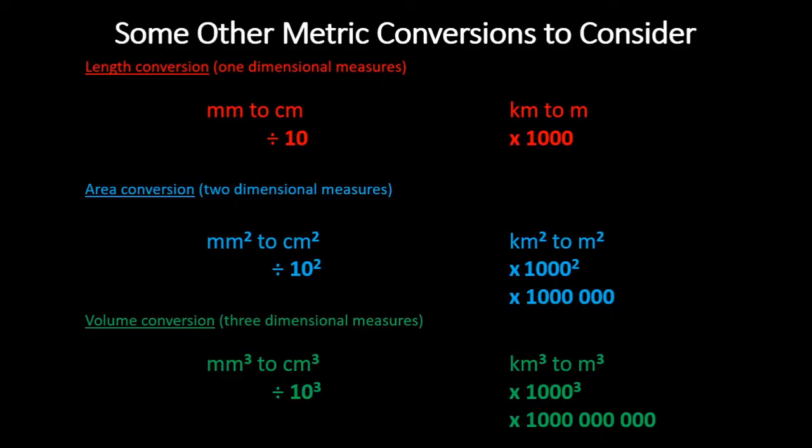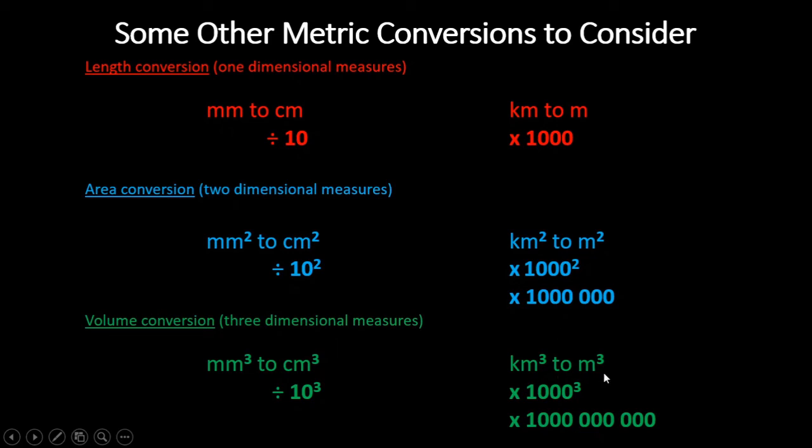Here's some more metric conversions to consider. So I don't want you to think that's only with centimeters and meters. You know how to convert between millimeters and centimeters. We divide by 10. So to convert between millimeters squared and centimeters squared, we divide by 10 squared. Millimeters cubed to centimeters cubed, we divide by 10 cubed. That's 1,000, that's 100, just to be clear. Right? And going between kilometers and meters, to get from kilometers to meters, we times by 1,000. From kilometers squared to meters squared, we times by 1,000 squared, that's 1,000,000.